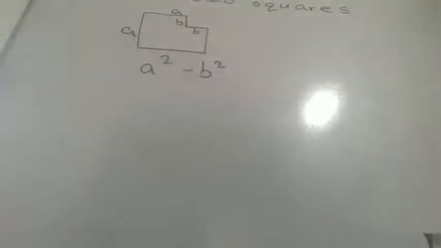We think this is a square. Length of this square is A. We cut a square with side length B. Then the area of the remaining portion is A squared subtract B squared.